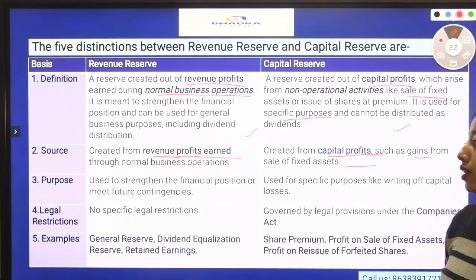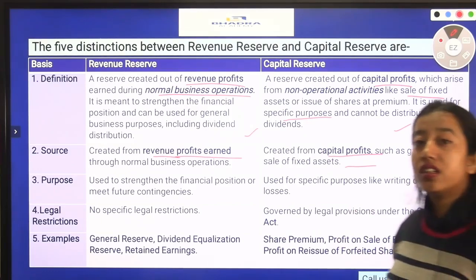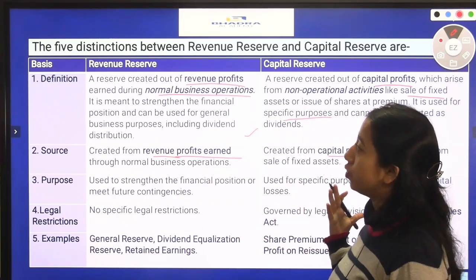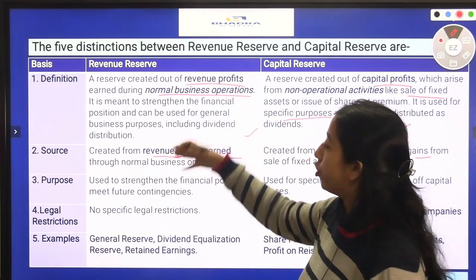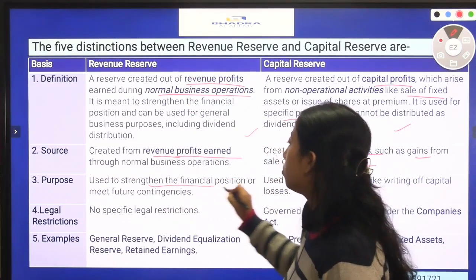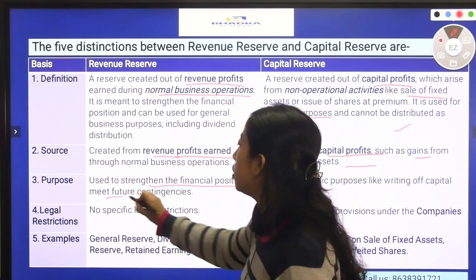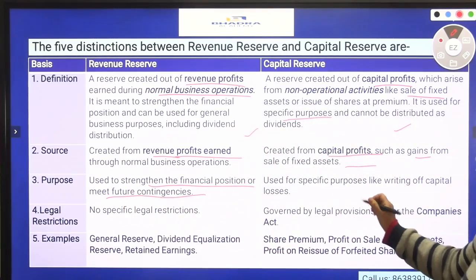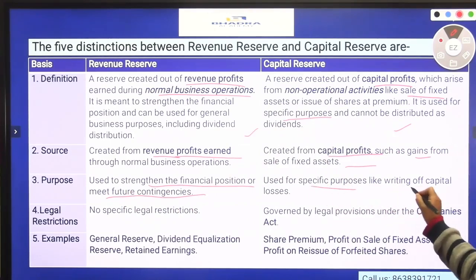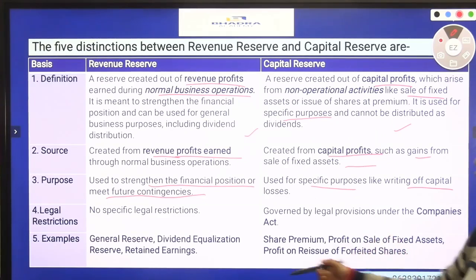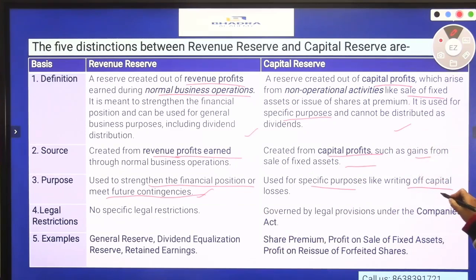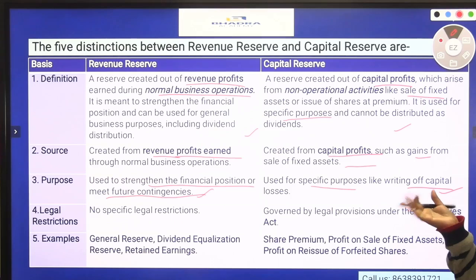The next basis is purpose. Why are these two reserves created? The revenue reserve is used to strengthen the financial position or to meet future contingencies. The capital reserve is used for specific purposes like writing off capital losses. So the revenue reserve is created mostly to meet future contingencies, and the capital reserve is mostly created to write off the capital losses that happen.